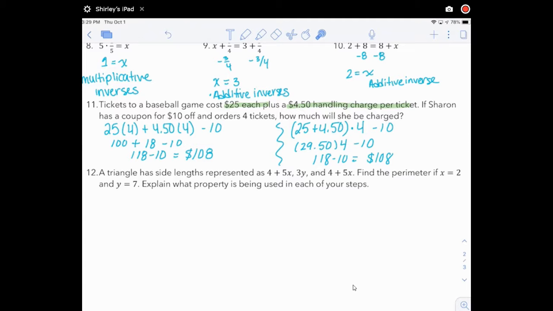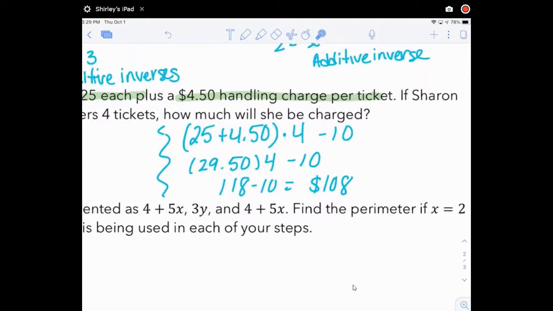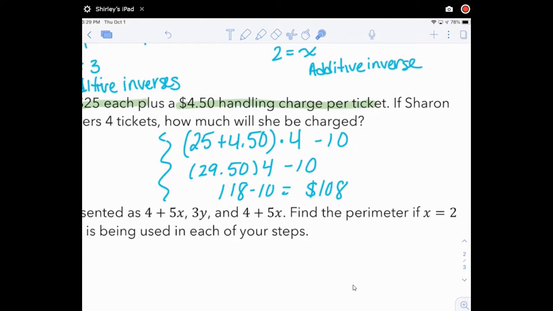Okay, so the first thing I did, let's look over here at option B. So one ticket, I'm going to pay $25 plus $4.50. So we can see here I'm representing one ticket, but the end says she's buying 4. So I can calculate the cost of one ticket and then multiply that by 4. And then I have the fact that she's taking $10 off. So my cost for the ticket and the handling fee is $29.50. So if that's one ticket, I can multiply that by 4 to get 4 tickets and then still subtract 10 off.